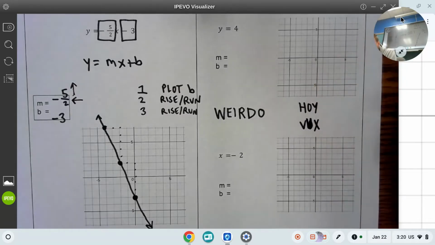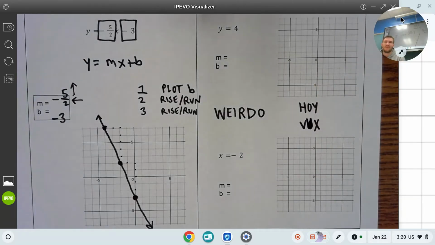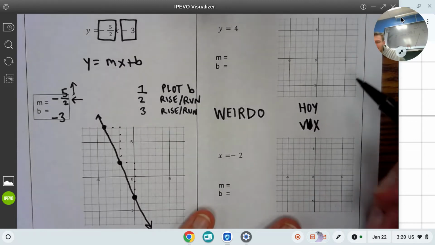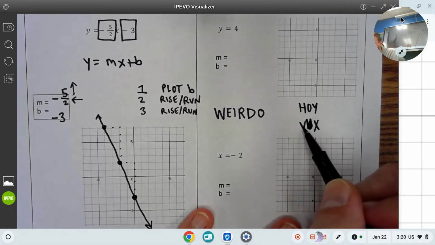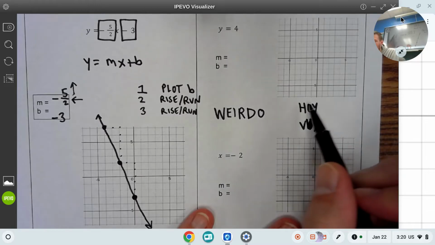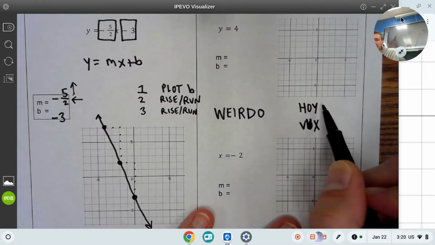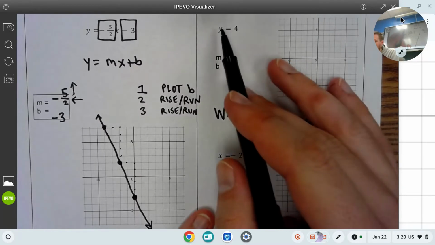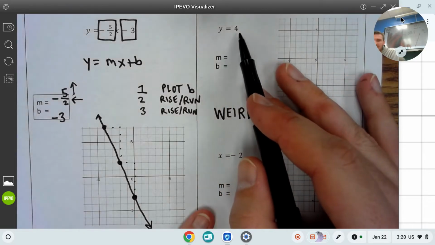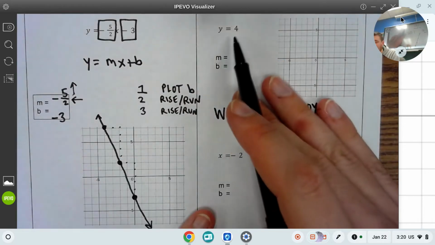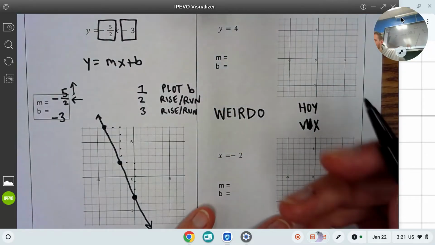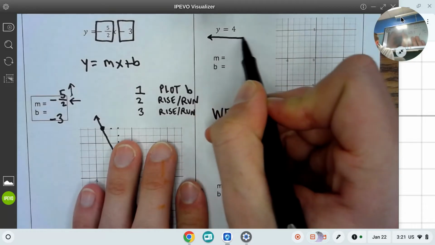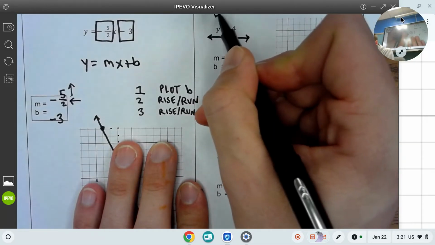These graphs are the Hoy-Vux graphs, and Hoy-Vux is just supposed to help you remember that horizontal graphs are the y graphs and vertical graphs are the x graphs, right? Hoy connects the h to the y in your brain. So when we see a number like this, y equals 4, there's no x. It is a y only graph. Is that going to be horizontal or vertical? It's going to be horizontal in this direction, right?